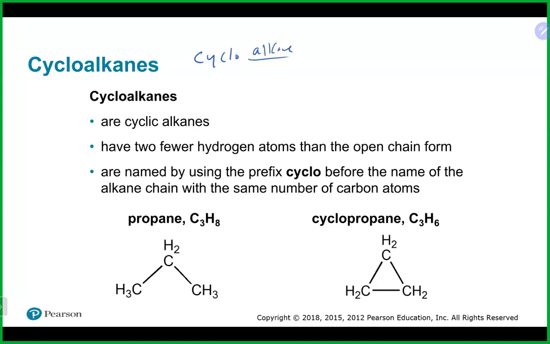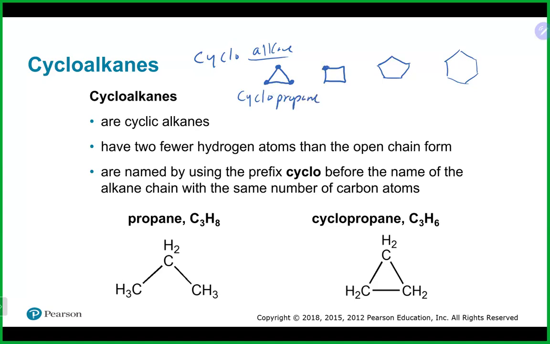Most of these cycloalkanes are usually drawn in line structure. So these are like your geometrical shapes. You've got a triangle, a square, a 5-member ring, and a 6-member ring. This one is 3 carbons, which is based off of propane. And because it's a ring structure, this is known as cyclopropane.